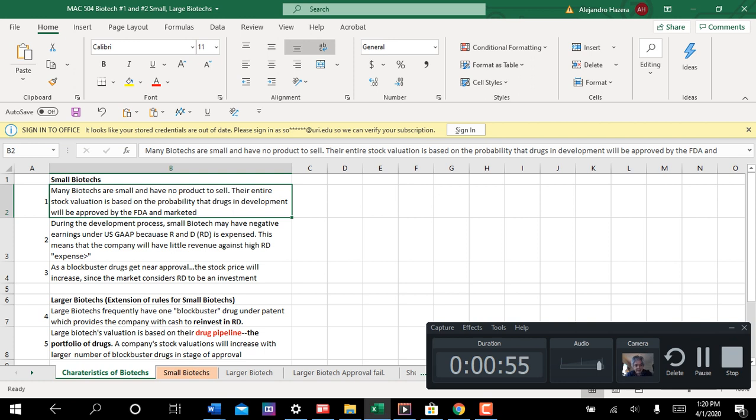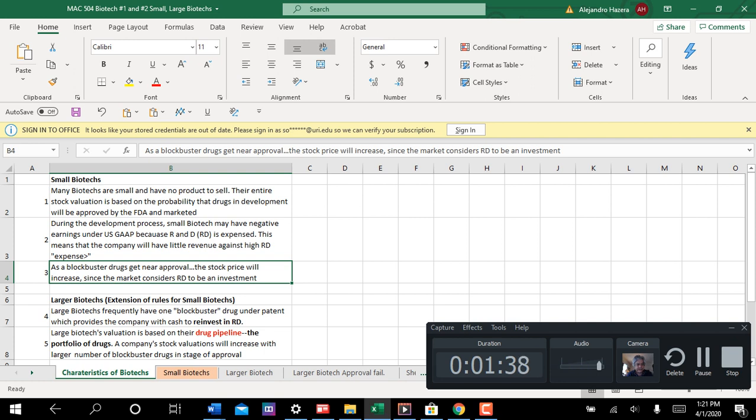Okay, the next characteristic is that small biotechs, like I just said, have negative earnings. This means that the company has little or no revenue. They do sometimes get small amounts of revenue from royalties, that sort of thing. But generally speaking, it's zero to little. But they have high R&D. So for the initial years, before they actually get a drug approved, they're going to have negative earnings. You've got to go through a three-stage FDA approval process before you get your drug approved.